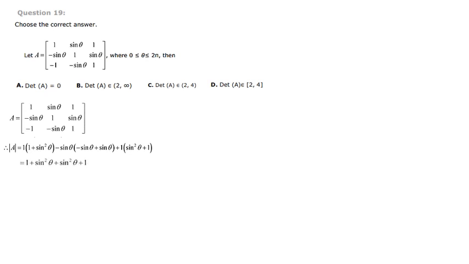Go for expansion, that is 1 plus sin square theta. Here the middle term is 0, as minus sin theta plus sin theta is cancelled. Then the last term, 1 into sin square theta plus 1, is sin square theta plus 1. That is 2 plus 2 sin square theta we will get. Then if you take 2 as common, it is 2 into 1 plus sin square theta.